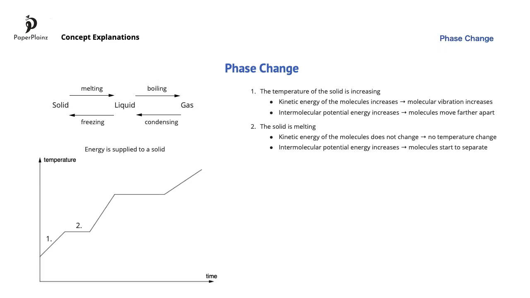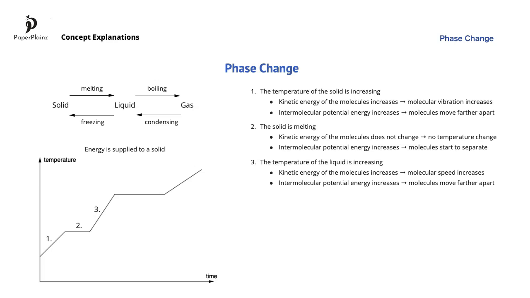Once all the solid has melted, we enter phase 3, where the temperature of the liquid is increasing. Here again, there is an increase in kinetic energy, so the speed of the molecules increases. Intermolecular potential energy also increases, and as a result, the freely moving molecules and groups of molecules move even farther apart. Note that the forces acting between the molecules are still significant, but much lower than in a solid. When the liquid reaches its boiling point, we enter section 4.